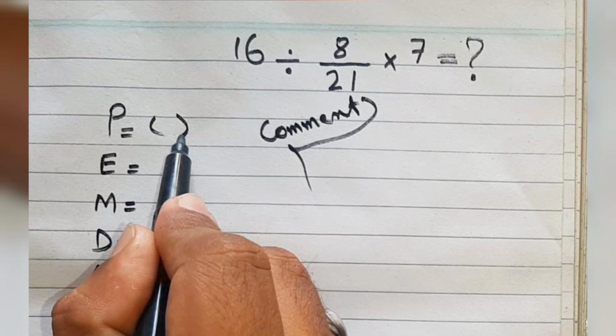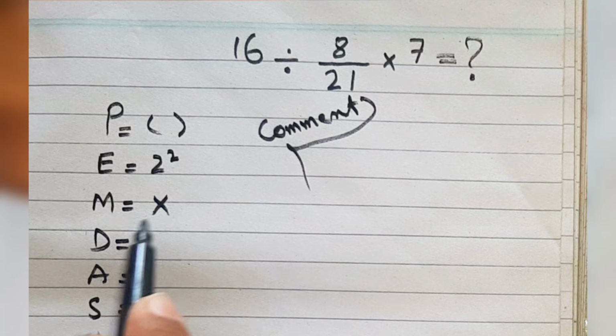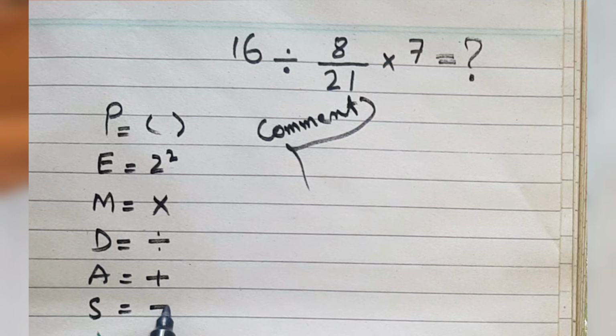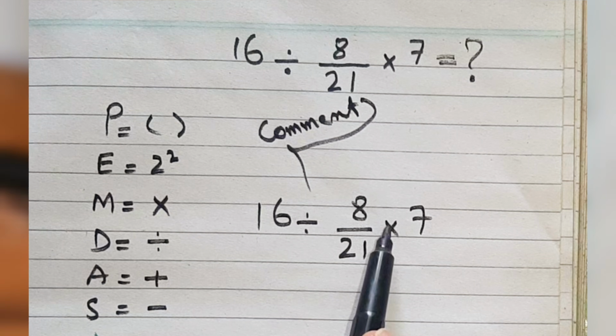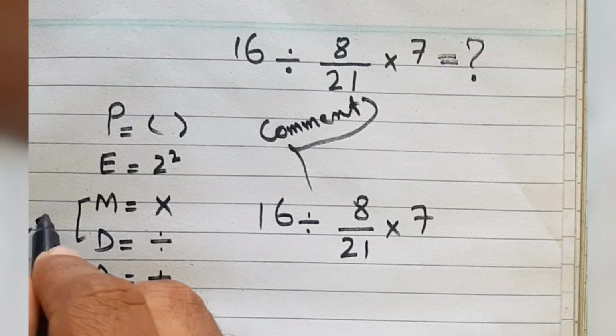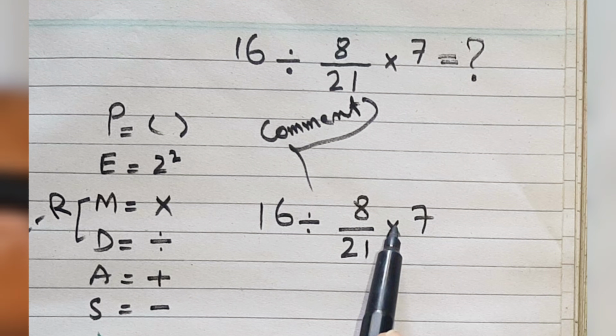In this rule, P stands for parentheses, E stands for exponent, M stands for multiplication, D stands for division, A stands for addition, and S stands for subtraction. All right. According to the order of operations, multiplication and division have equal priority, and we have to work from left to right. So here, first, we have to do this division, then this multiplication.